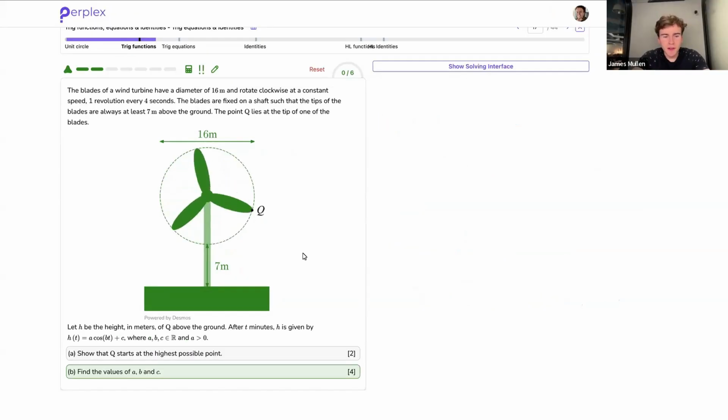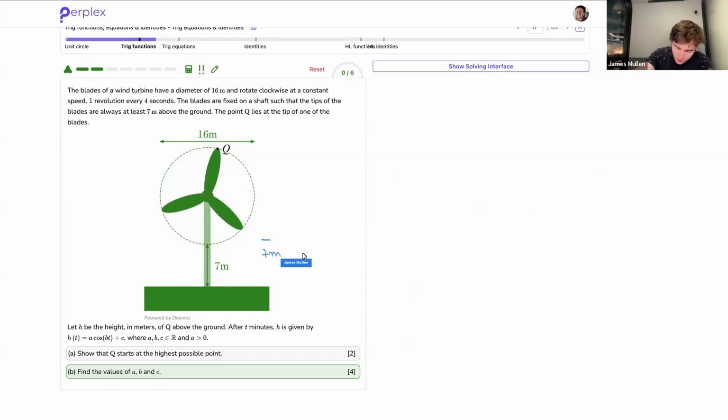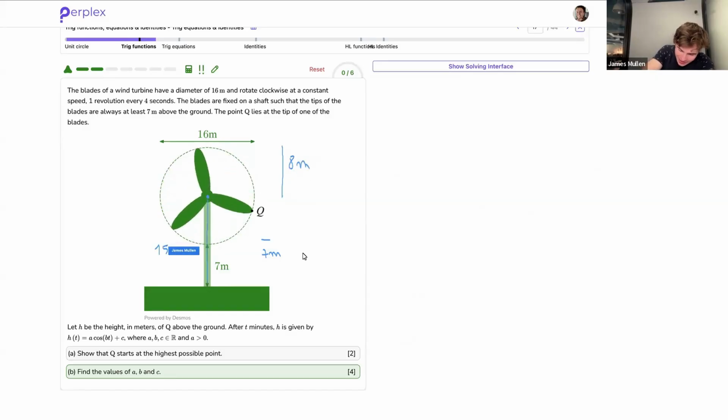On part B, I'm trying to find the values of a, b, and c using the dimensions that I can see in the diagram. The first thing I want to notice is that the minimum value of the height here is 7 meters. Since I have a diameter of 16 meters, the radius is going to be 8 meters. If I do 7 meters plus 8 meters, this height here is 15 meters. That is the center line, right? Q is oscillating in height around that line. This is the center line at y is equal to 15 meters.